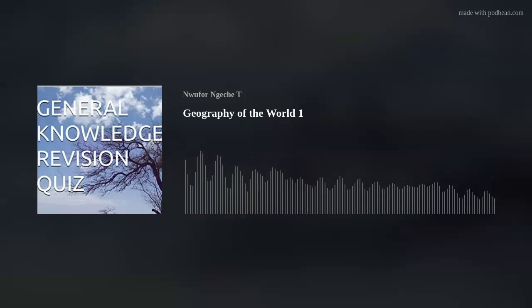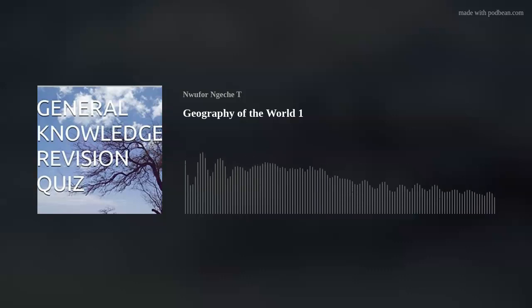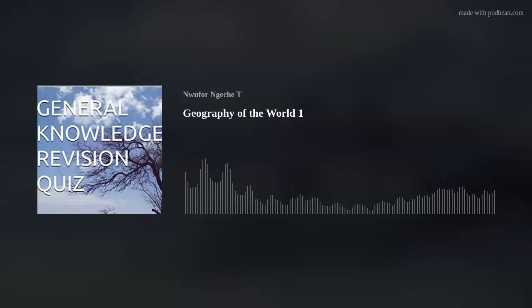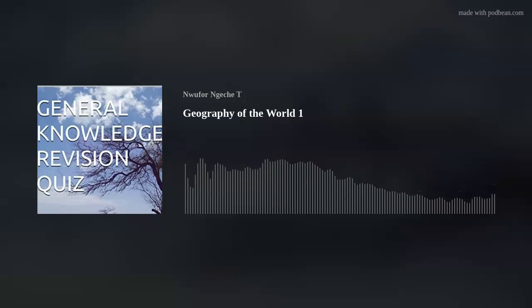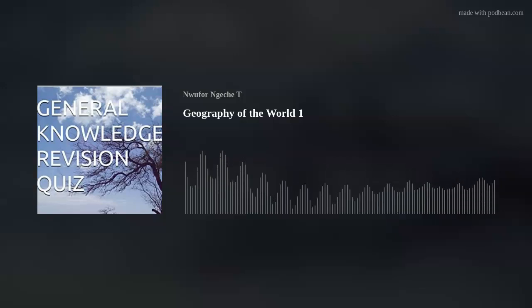Imaginary circles or lines on Earth parallel to the equator, measured in degrees north and south of the equator, are called latitudes. Imaginary lines running from north to south pole, measured in degrees east and west of the Greenwich meridian, are called longitudes. They are also called meridians.